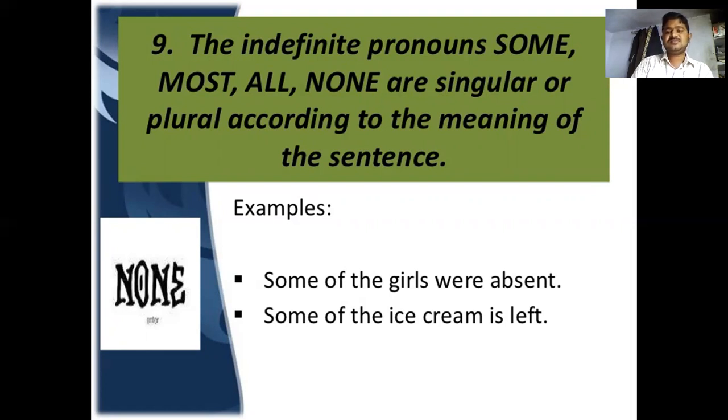Some of the girls were absent. Some of the girls, if it is plural, we go with "were," agreeing with the plurality. Some of the ice cream is left. Ice cream is an uncountable noun. We can represent it as singular. Some of the ice cream is left.